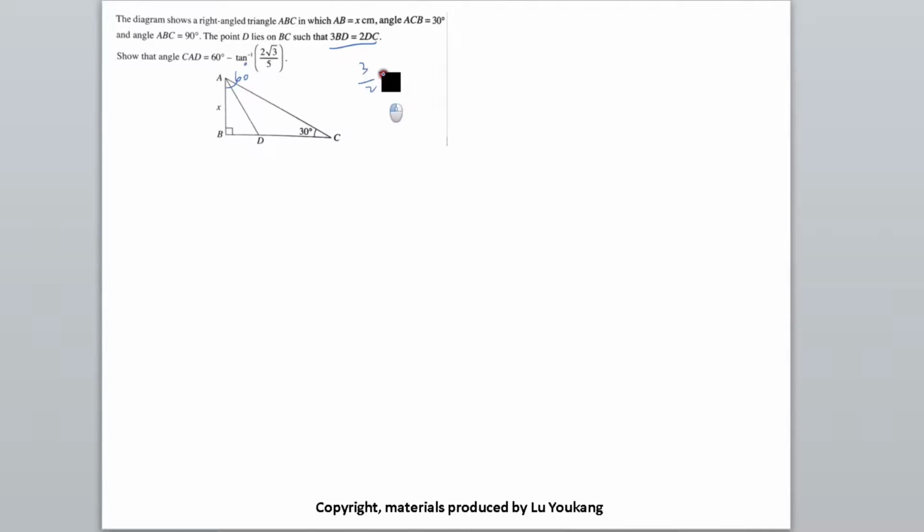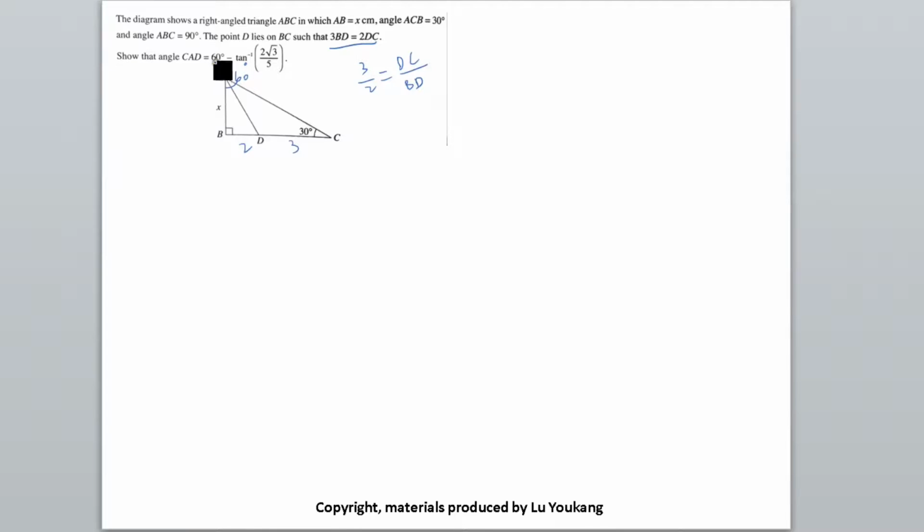And it says 3BD equals 2DC. What does it mean? It means DC over BD equals 3 over 2. So I can also label this ratio in the diagram. BD is 2, DC is 3.